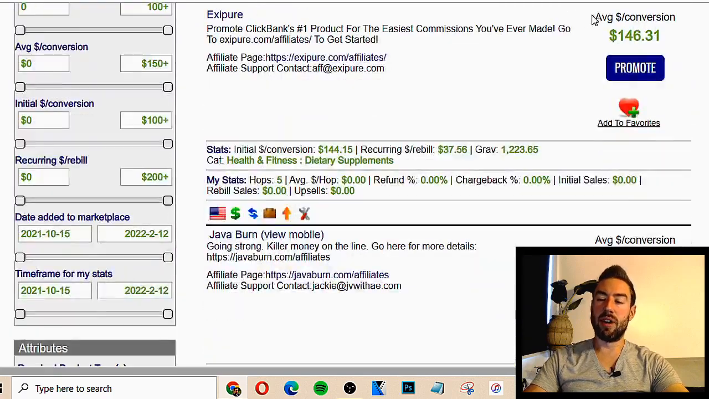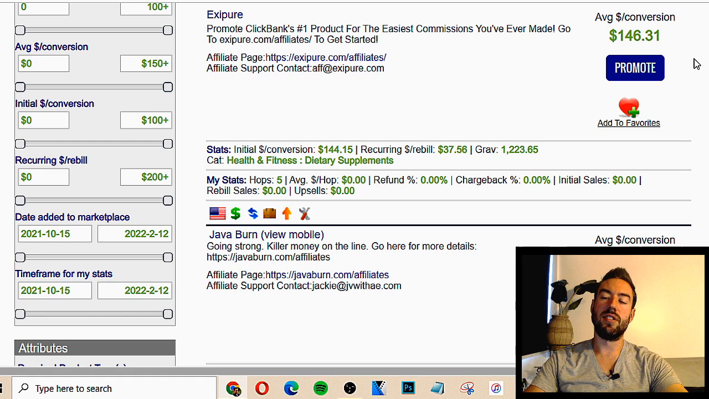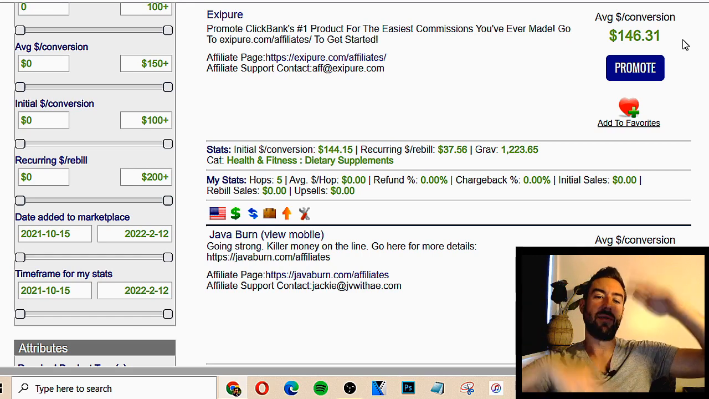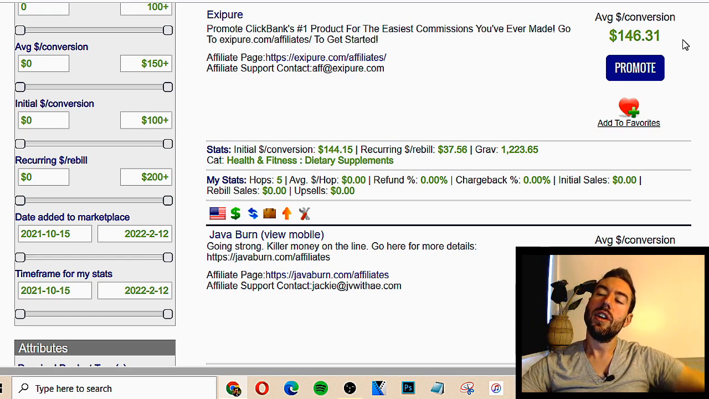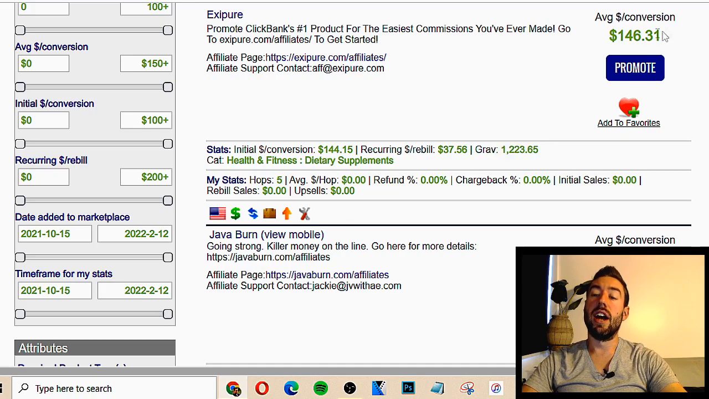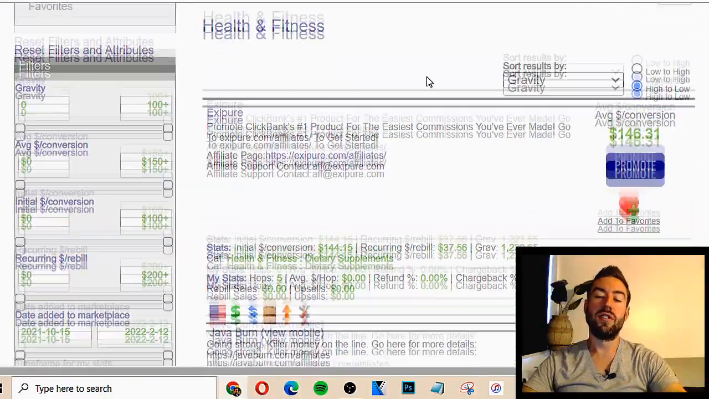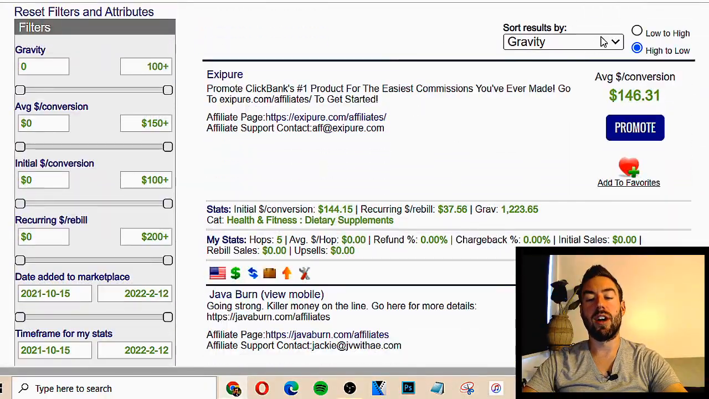Now you also want to keep in mind the average dollar per conversion, okay, because this is going to basically tell you how much money on average per sale you are going to make based on all the upsells and downsells in their sales funnel. So for this one, it has a very high gravity score, and it has a pretty good dollar per conversion, okay? So this one's 146, this is 116. So far, this one is looking pretty darn good, okay?